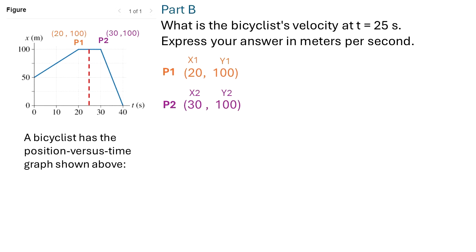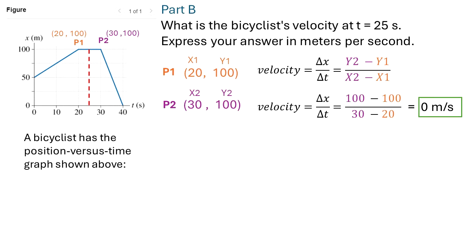P1 for this case is going to be 20,100 and P2 is going to be 30,100. Applying the concept of rise over run, that means delta x over delta t, we get that the velocity for that time is equal to 0 meters per second.